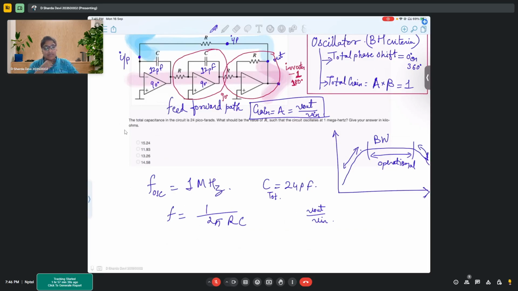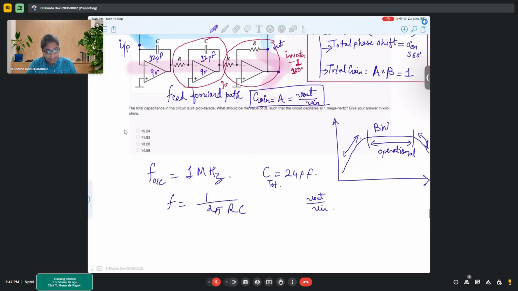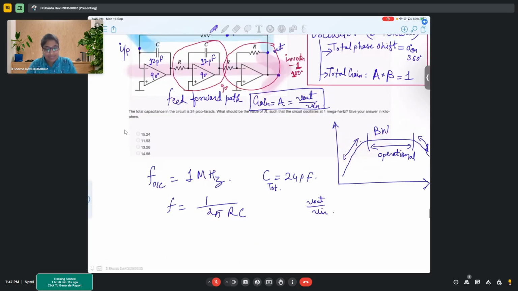So in this particular circuit, we came to that, okay, 180 degrees is being introduced by our inverter itself. Other than that, we are left with 180 degrees, and since both the op amps are matching with one capacitor and one resistor, that means both of them will introduce a 90-degree phase shift. Correct.